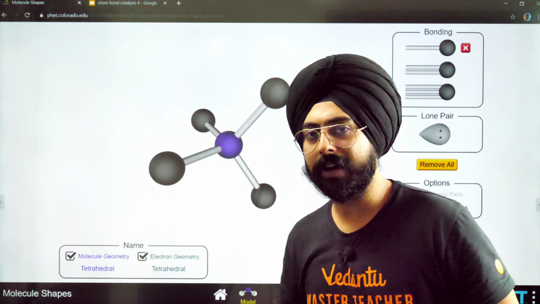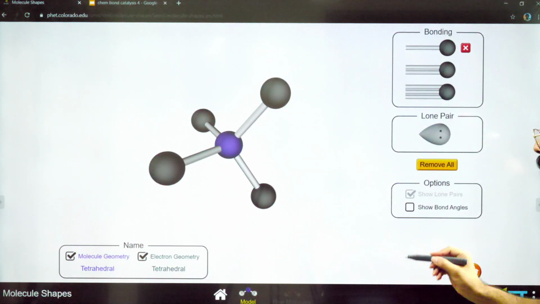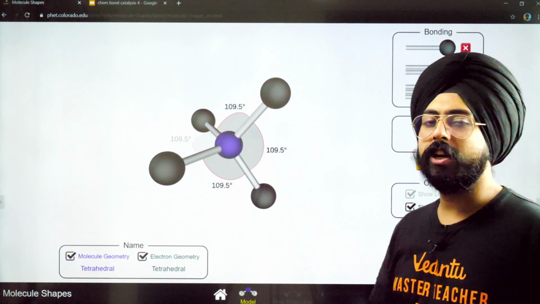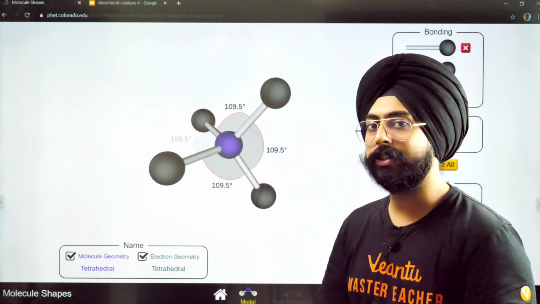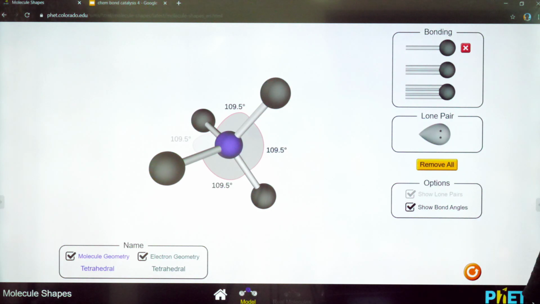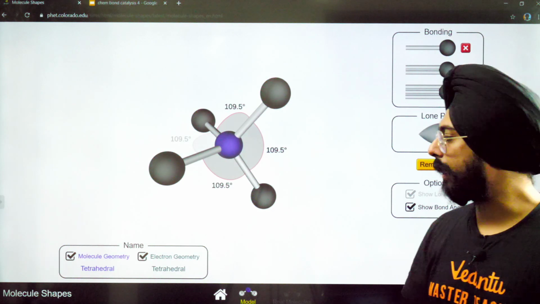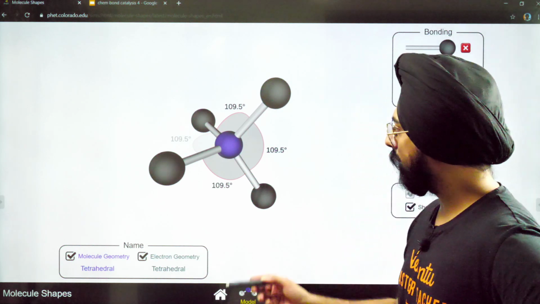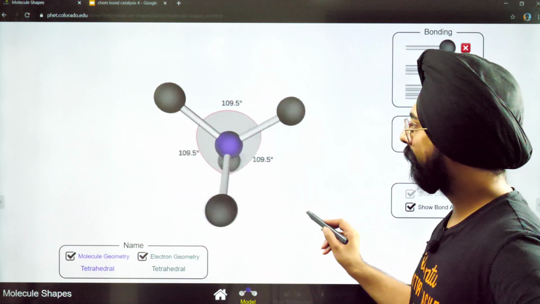So what are the bond angles over here? All the bond angles are 109.5 degrees. Write down this angle. This angle is important for us. Okay? So what's the angle over here? 109.5 degrees angle in a tetrahedral geometry. Very nice. This looks quite good.